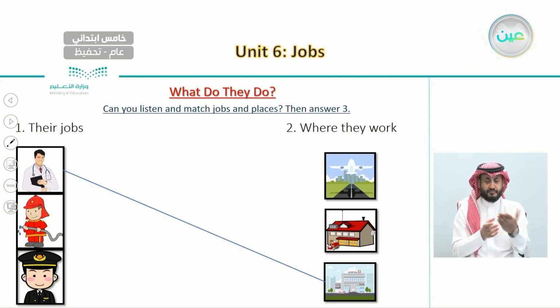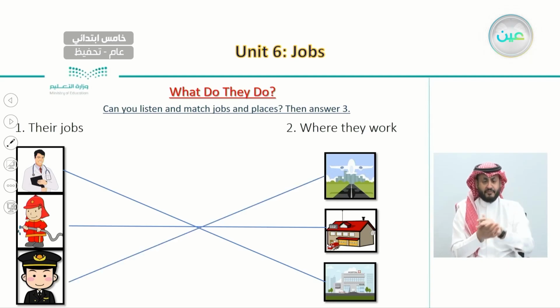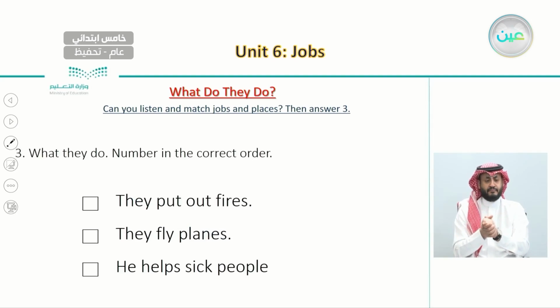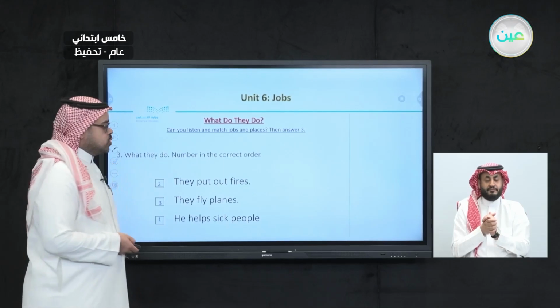The answers were that the first one is a doctor who works in a hospital, and they are firefighters who work in a fire station, and also he is a pilot who works in an airport. So these were the answers to this question. Then we listened again and numbered the sentences in the correct order based on what we heard. The answers were that the doctor helps sick people, firefighters put out fires, and pilots fly planes. So we answered this by listening to the descriptions of what the people are doing.